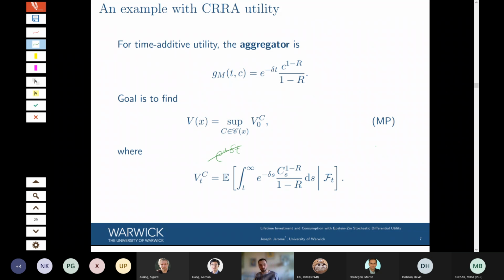We can do this because by scaling by some deterministic value at each time t, we're not actually affecting our preferences. It's just a linear scaling, so we're still going to have the same preferences at each time t.